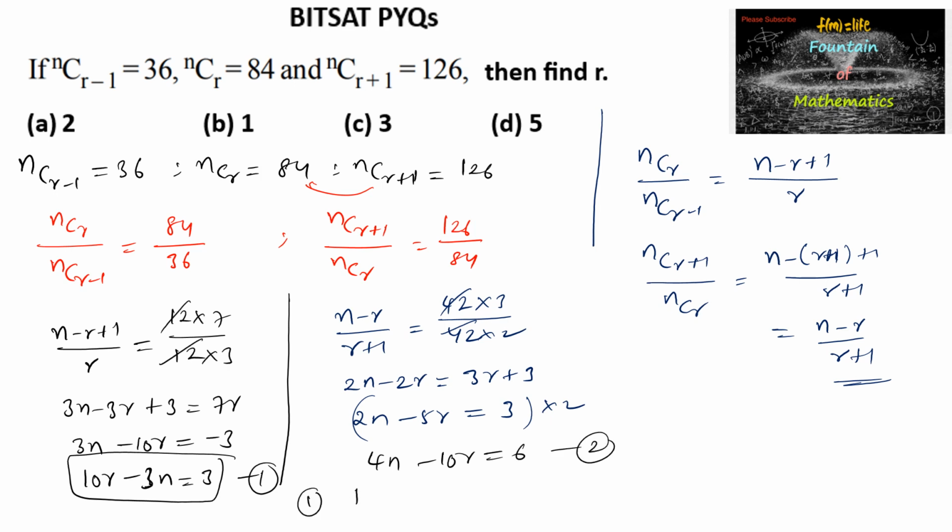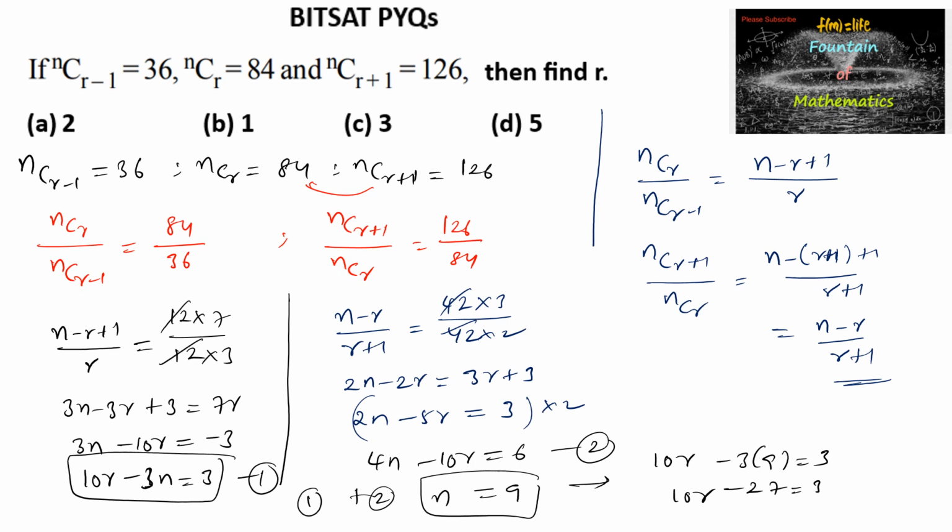Adding equation 1 and equation 2, we will get 4n minus 3n is n, plus 10r minus 10r gets cancelled, and here 6 plus 3 is equal to 9. So we got n is equal to 9, and substituting n is equal to 9 in equation 1: 10r minus 3 into 9 is equal to 3, or 10r minus 27 is equal to 3. Which implies 10r is equal to 30. So we can get r is equal to 3. So the value of r can be taken as 3. Option C.